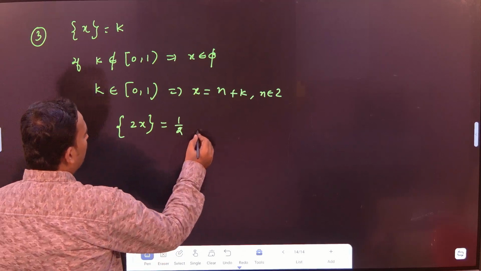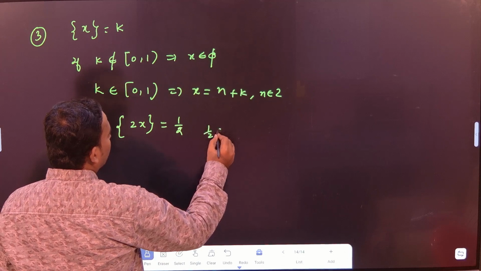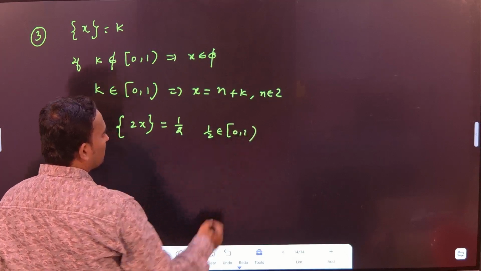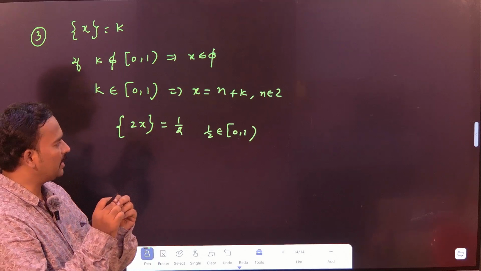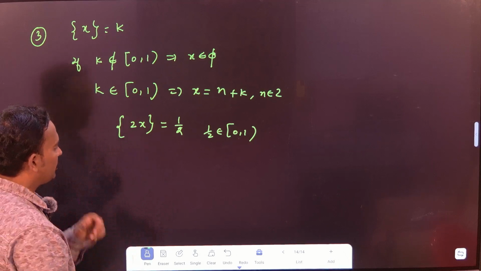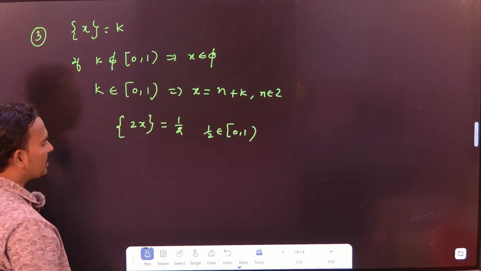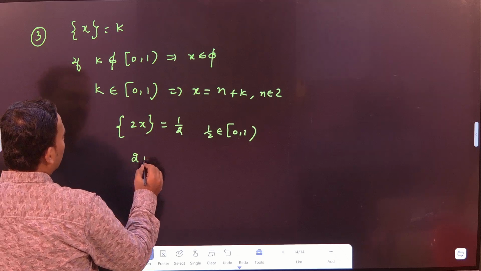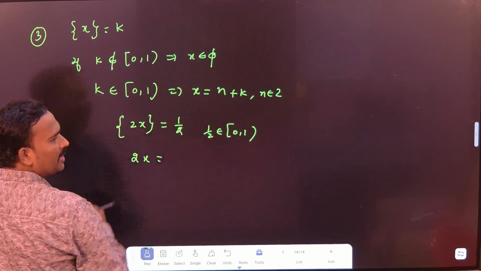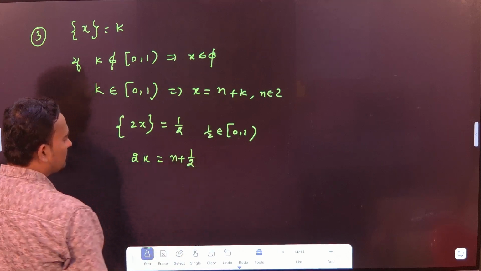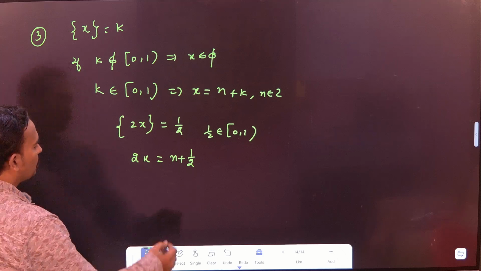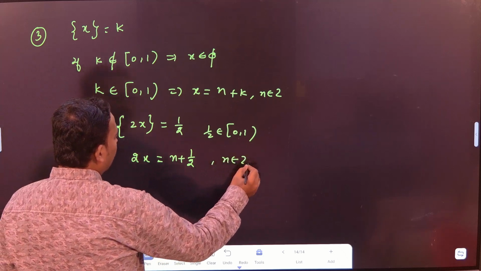Here, 1 by 2 belongs to 0 to 1 only, right? The output of the fractional part function lies in 0 to 1, so 0 to 1 is there. Then you can find the x value. What are the possibilities? Instead of x, here 2x is there. 2x will be n plus 1 by 2. Understood? Here n belongs to integers.